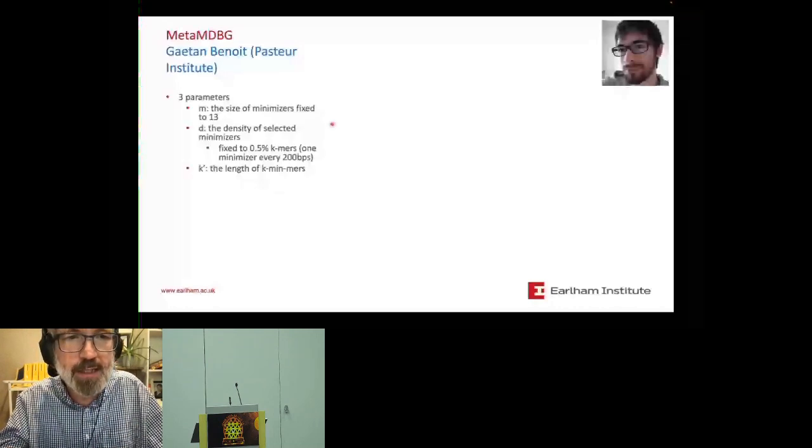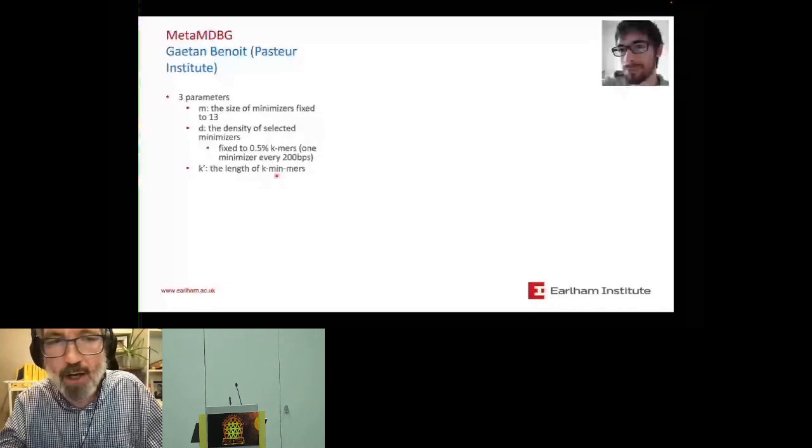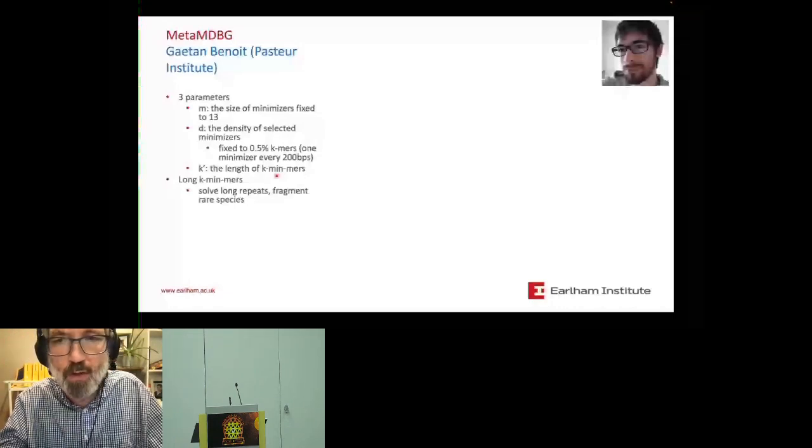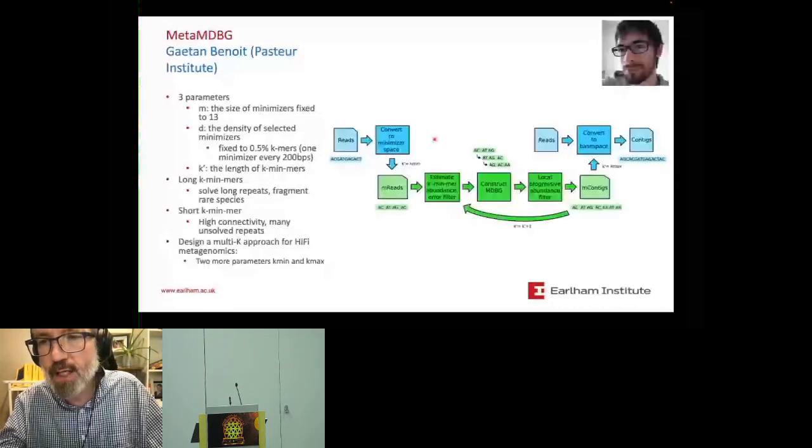Now, the metaMDBG, that's the name of his program, it has 3 parameters. The size of the minimizers, those k-mer lengths, the density of selected minimizers, which we fixed to be 0.5% of k-mers, so 1 minimizer every 200 base pairs, and the length of those k-mers, how many minimizers are actually in each of those nodes. Now, just as for a regular de Bruijn graph, you want long k-mers for high coverage organisms and short k-mers for low coverage organisms. So what Gaëtan did was to devise a multi-k approach specifically for these minimizer de Bruijn graphs.